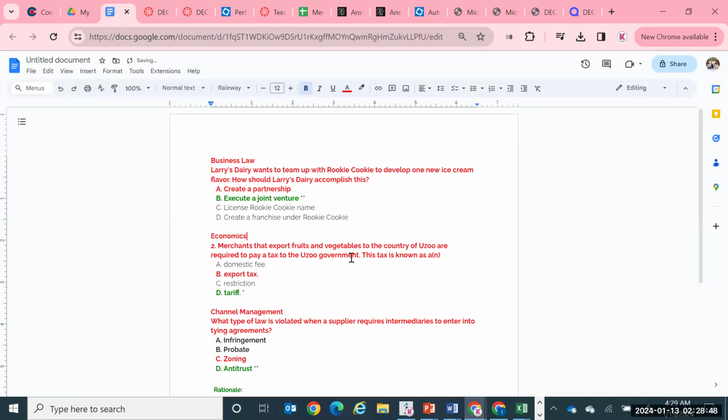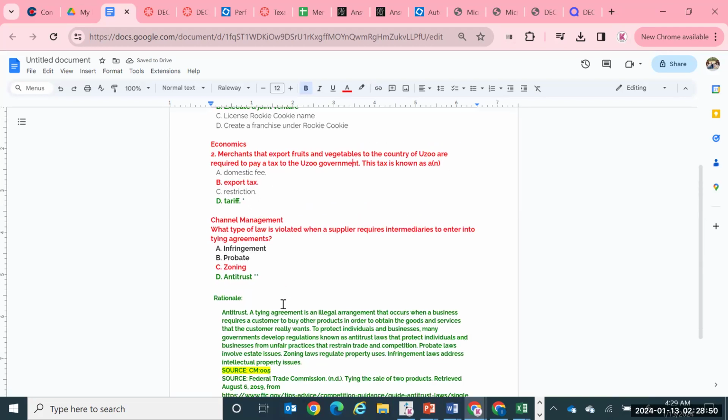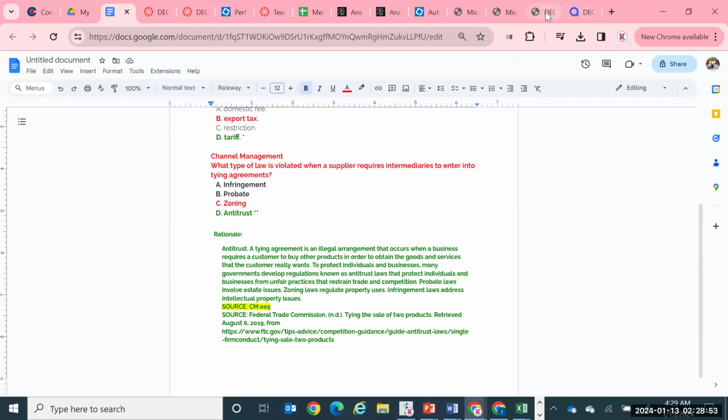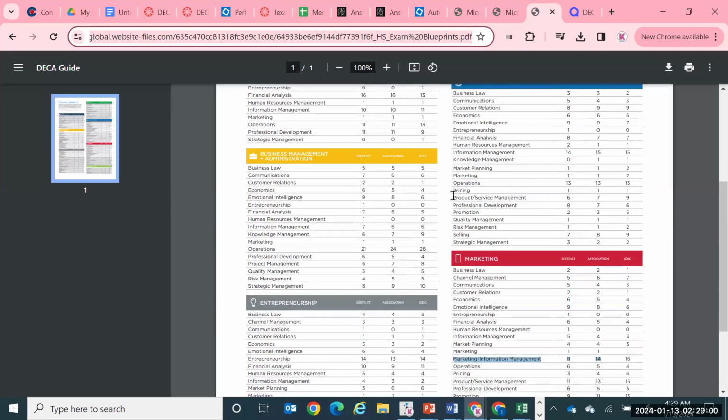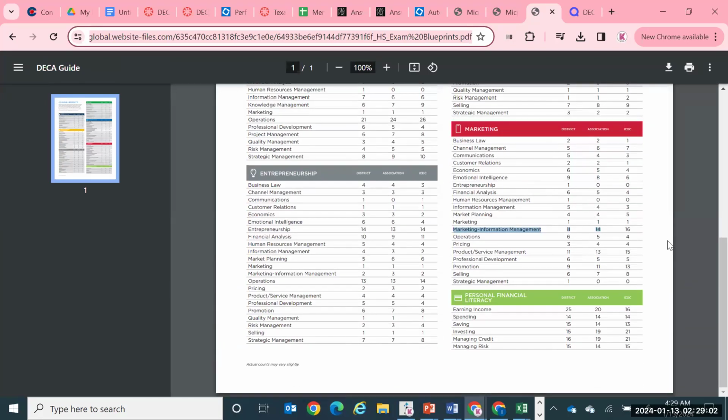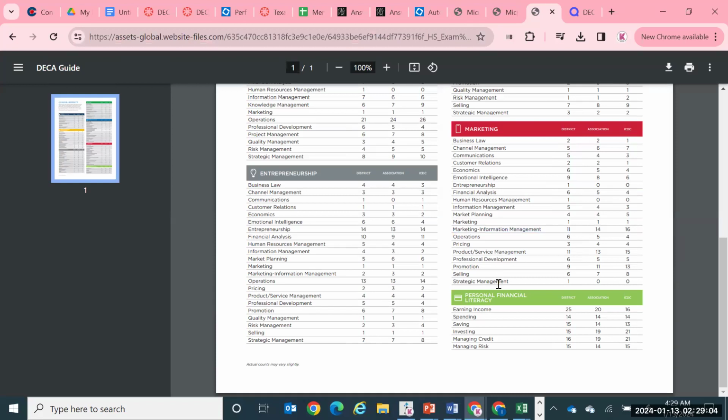Once you know how many you got wrong of each, you're going to want to look at your exam blueprint, which I'm also going to link in the Google Doc for our chapter. The exam blueprint tells you how many questions are going to be in each instructional area on the test you were taking. If I was doing the marketing exam, the association is the state test. I'm going to notice that I have 14 marketing information, 13 product service management, 11 promotion.